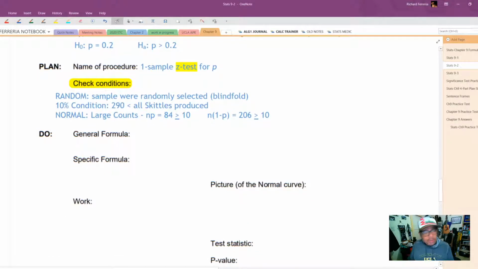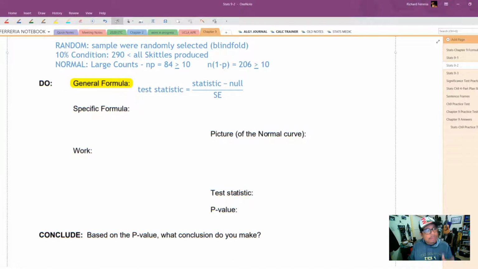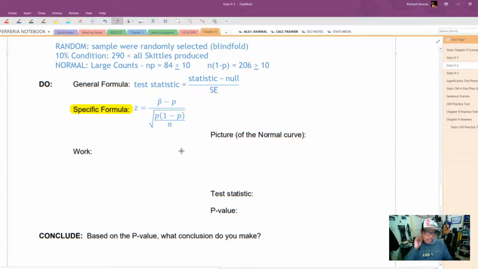So we're on do, and we're going to figure out the general formula. For any hypothesis test, the test statistic is going to be statistic minus null over the standard error. The specific formula for a hypothesis test for a proportion, not a confidence interval, is p hat minus p over the square root of p(1 minus p) over n. And remember, you want to memorize that a little bit at a time.